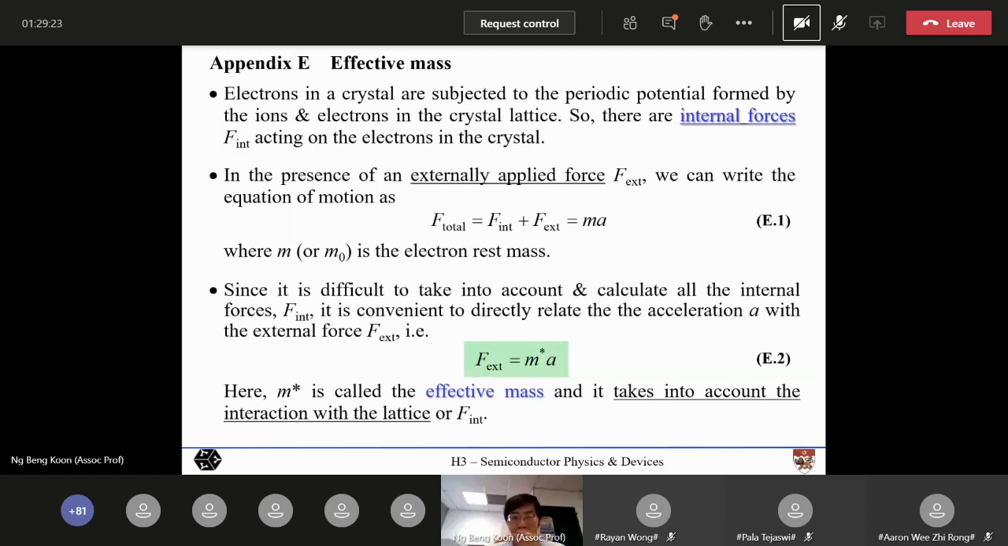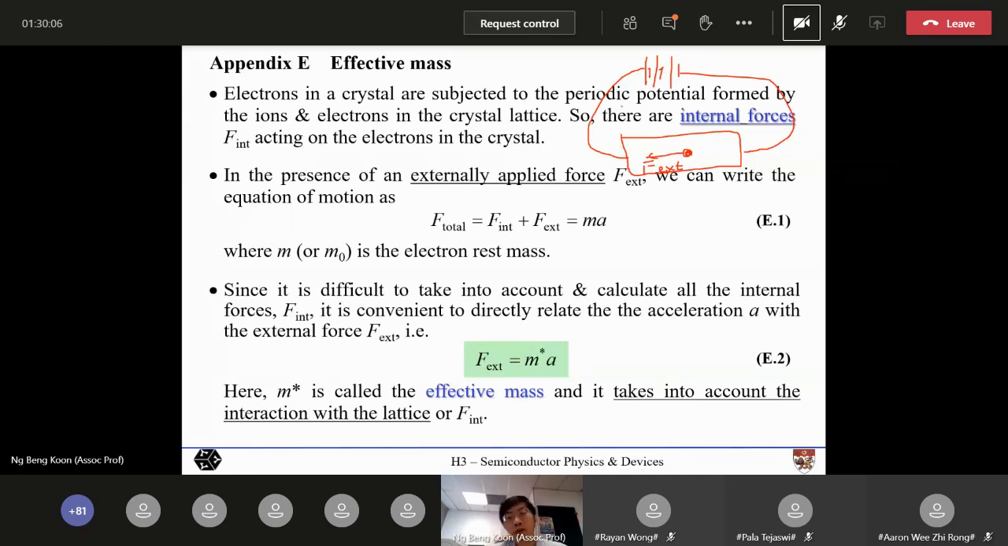So when you describe the movement of an electron in a crystal, if you consider all the forces applied on the electron, there are essentially two components we can think about. Suppose I have a semiconductor and I apply some voltage across it, and this sets up an electric field. The electric field will exert a force on the electron. So the electron will experience this electric force, which is due to some external source. We denote this as F external, F_EXT.